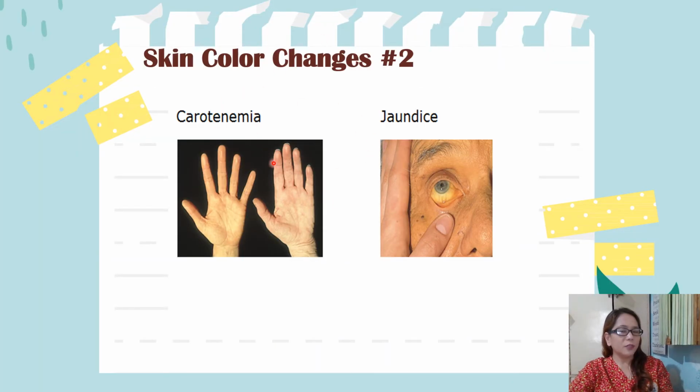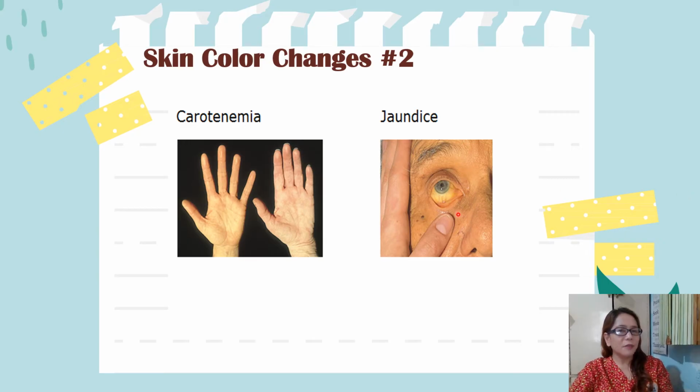So another abnormal color of the skin is the carotenemia. Carotenemia is a yellowish color of the palms, and it does not affect the sclera. Yun yung pinagkaiba nila sa jaundice. The cause of this carotenemia is a diet high in carrots and yellow vegetables. For the jaundice, it refers to the skin being diffusely yellow, which can be observed in the sclera and the mucous membrane.